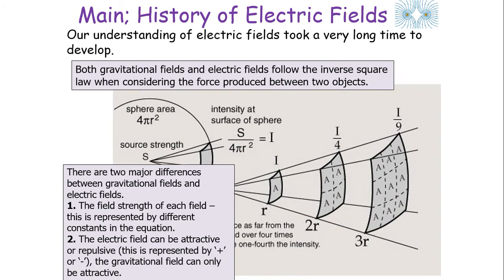So we found that there were similarities between gravitational and electrical fields. However, there were two major differences. The field strength of each field differs, so we had to represent the different fields with different constants. And electrical fields can be either attractive or repulsive, which is represented by plus or minus, whilst the gravitational field can only ever be attractive.